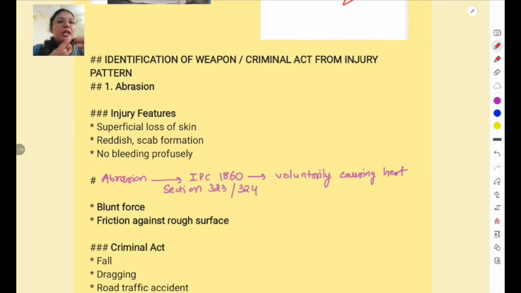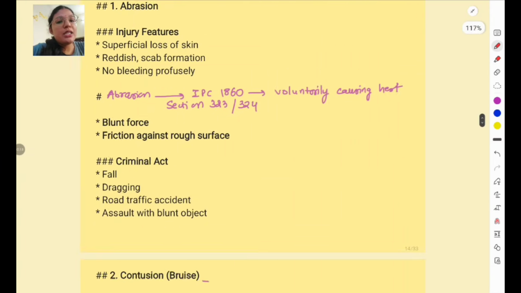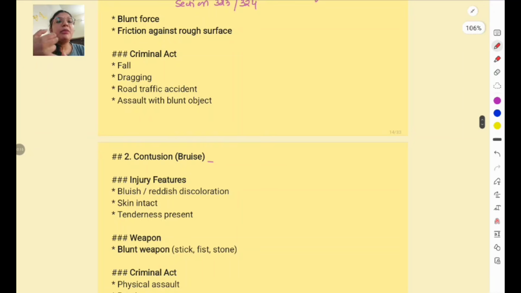For example, if an injury like abrasion comes, then you have to write some features of that particular injury. In abrasion, there will be superficial loss of skin, the skin becomes reddish, scab formation will be there, and no profuse bleeding. Abrasion generally comes under IPC 1860, voluntarily causing hurt, Section 323. Then the criminal act may be a fall, dragging, an RTA, or assault with a blunt object.